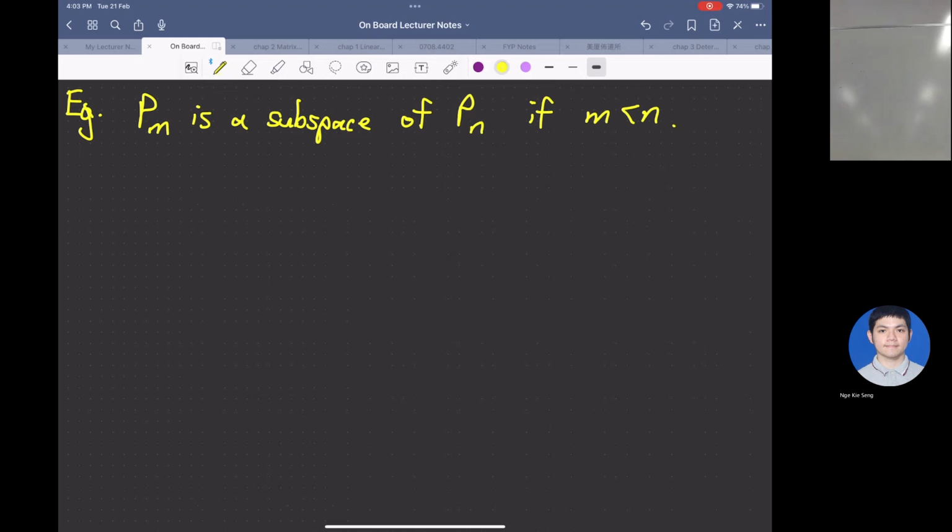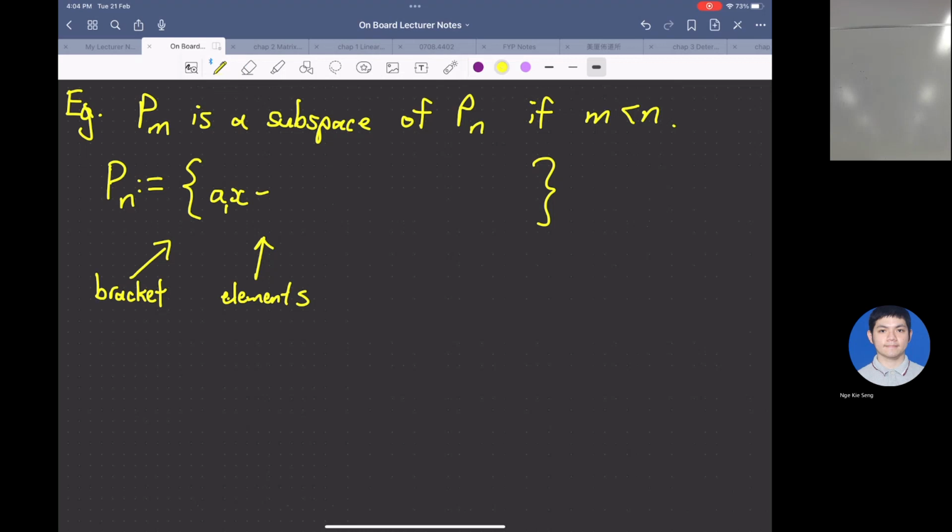Okay. I want to take this chance to show you some set notation. I'm not sure if all of you learned it before. So when we use a bracket, this is the set. Inside the bracket, we will put elements. So for example, the elements in this case are a0 plus a1x plus a2x squared plus a3x cubed all the way up to an x to the power n.